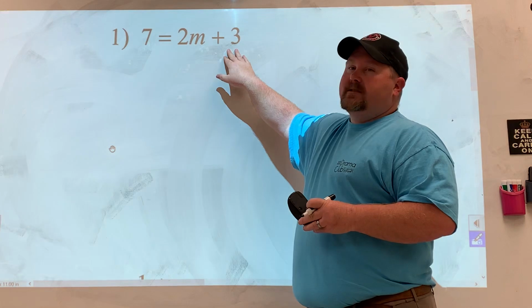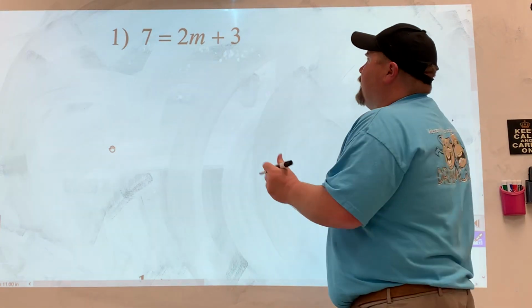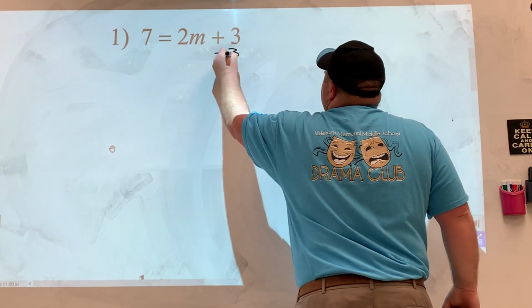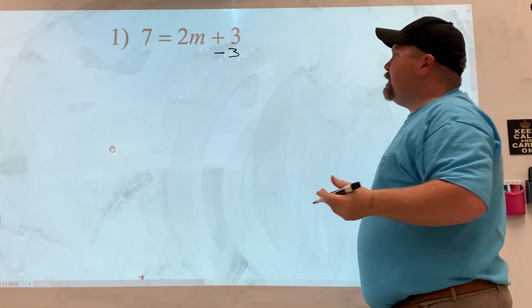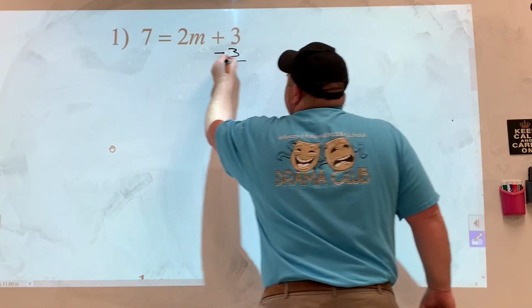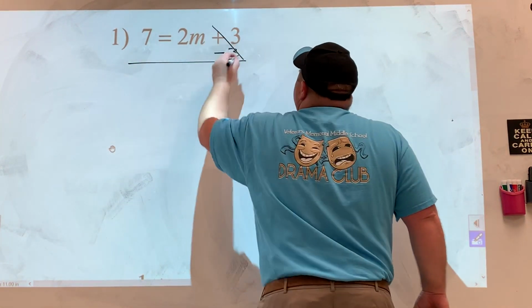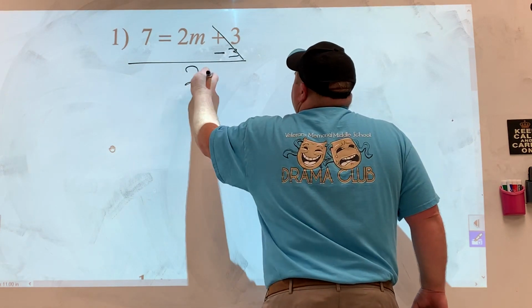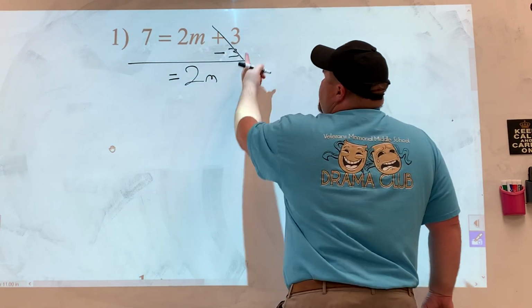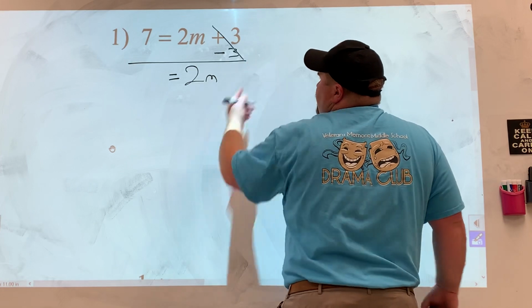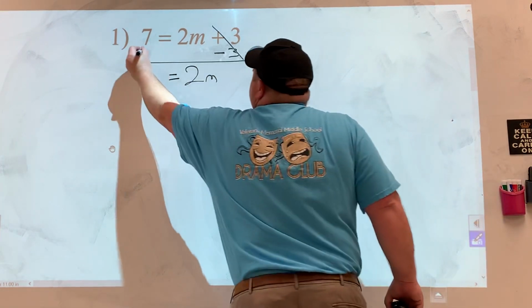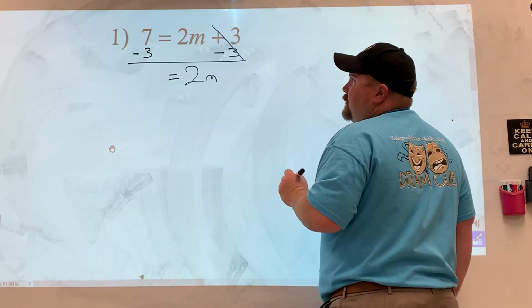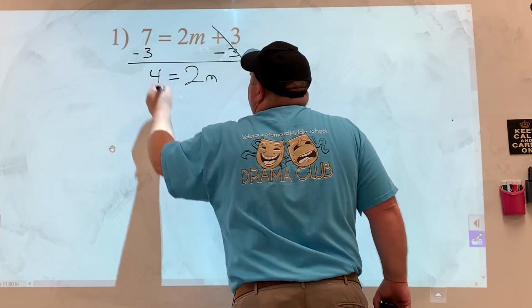So we'll start here with a constant, the plus 3. We need to subtract 3 from right here because we want to cancel it out. We want to eliminate it. And when we subtract 3 from this right-hand side, it will go away, leaving 2m on the right-hand side. Well, if we subtract 3 on the right-hand side, an equation has to stay balanced. So we must subtract 3 from the left-hand side as well. So 7 minus 3 is 4.